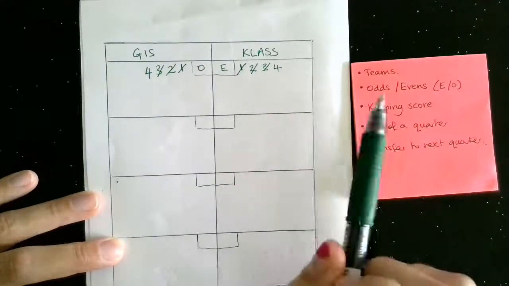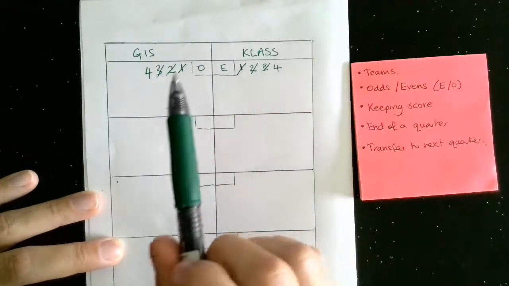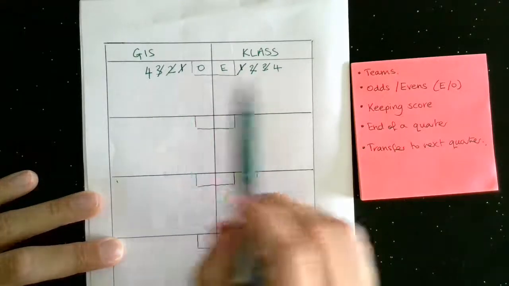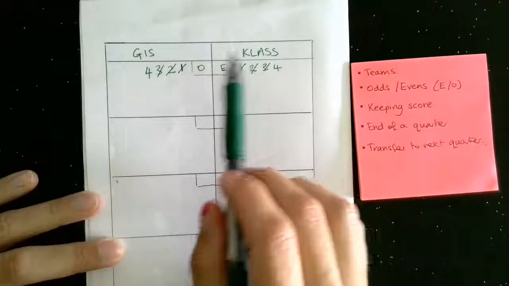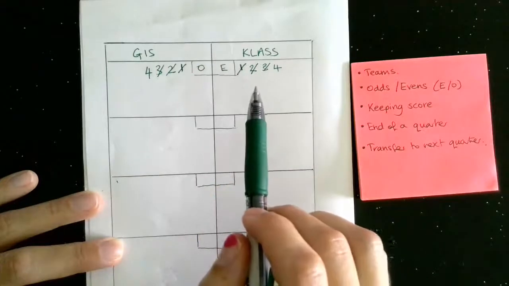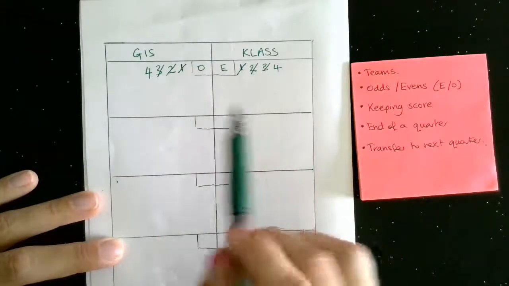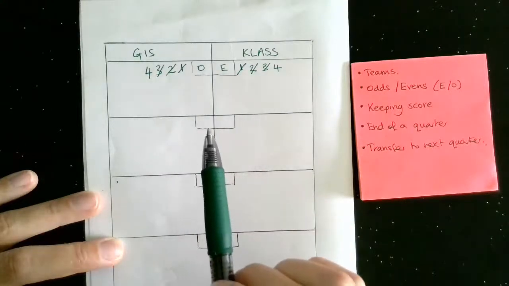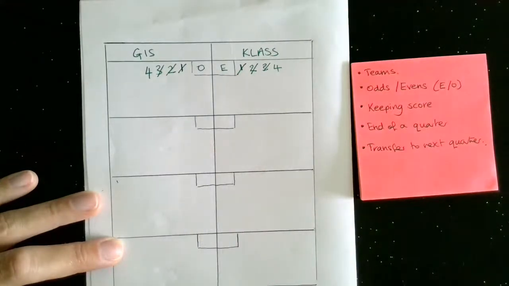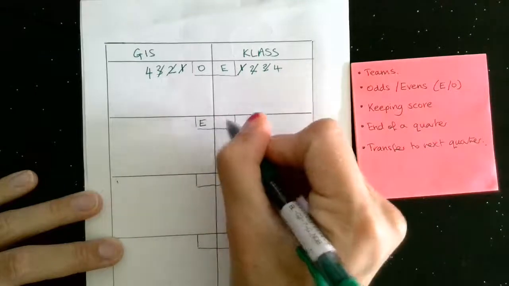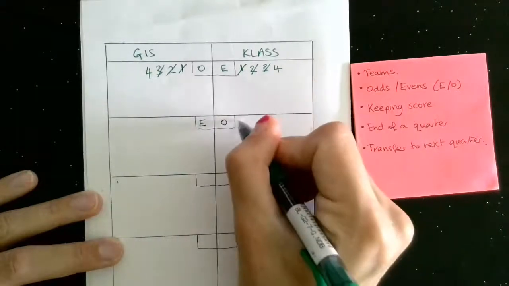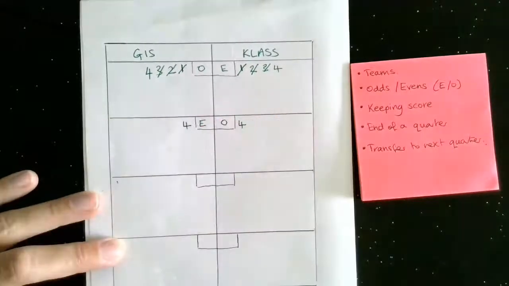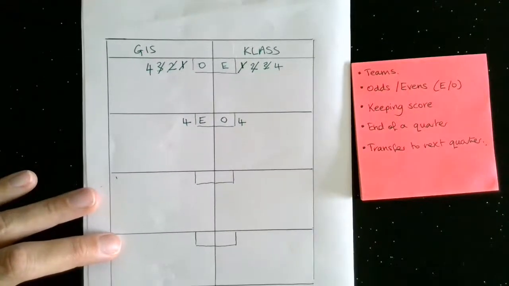Now let's say that's the end of the quarter. So if they are in the middle of play, so Class have taken that centre, no score has happened, then the whistle goes for the end of the quarter. The odds and evens then switch. So if they're in the middle of play and no goal is scored before the next centre pass is taken, then odds and evens switch, and you simply transfer the scores down to the next quarter.